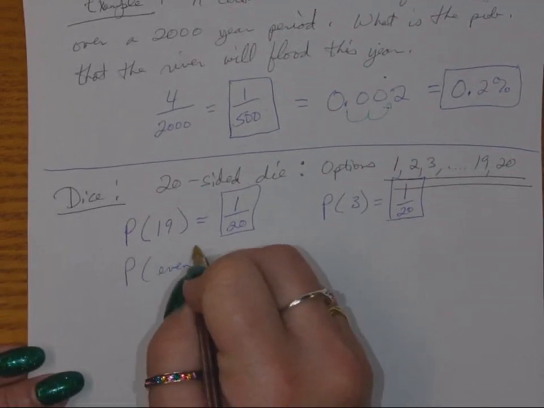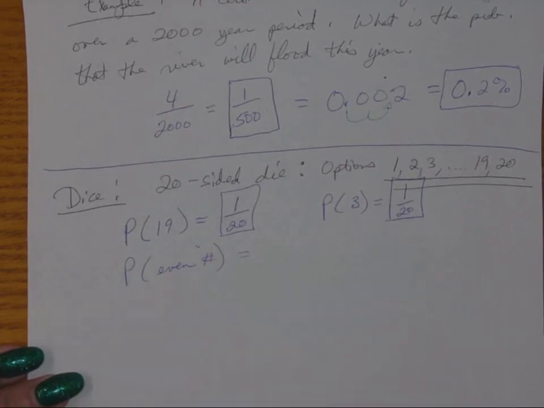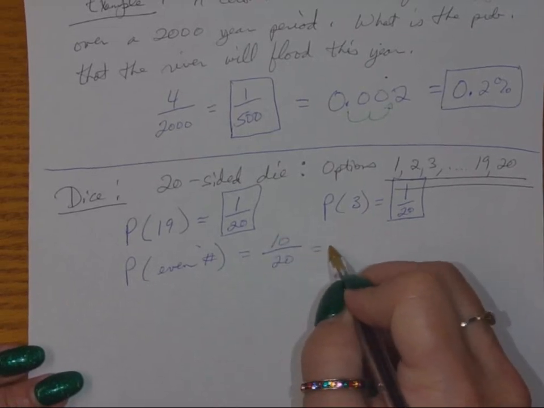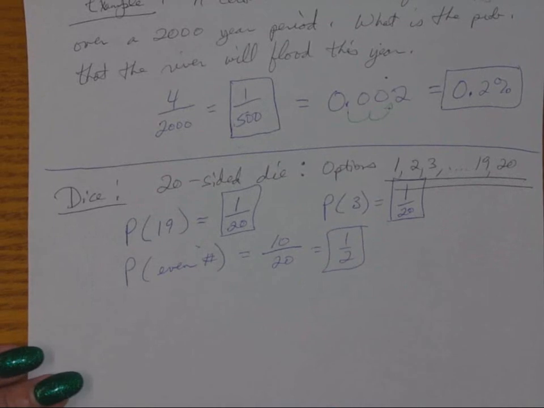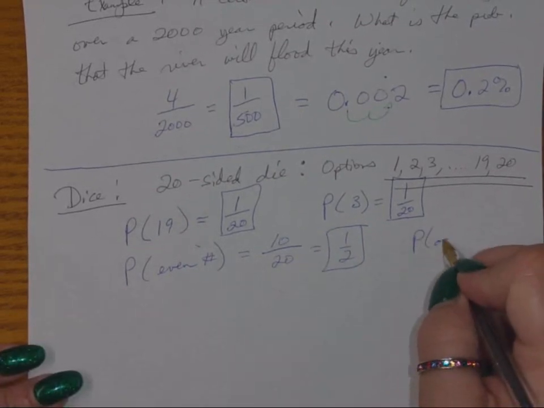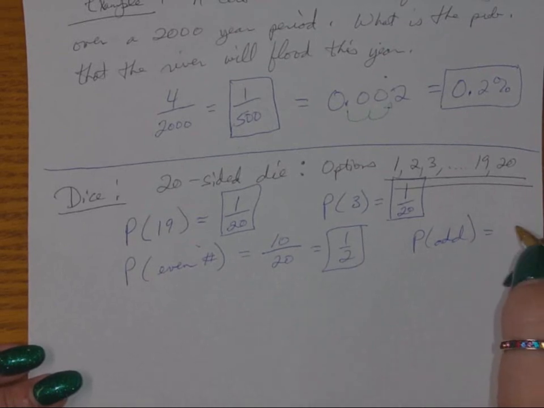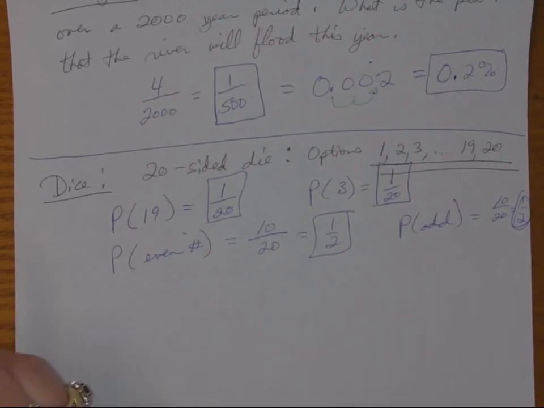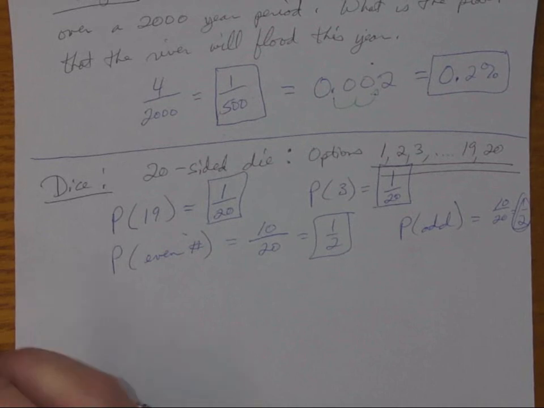What's the probability that I'll get an even number? Well, that's 2, 4, 6, 8, 10, 12, 14, 16, 18, or 20. There are 10 of those out of 20, so it's 1/2 or a 50% probability of getting an even, and that's the same as the probability of getting an odd, by the way. 1, 3, 5, 7, all the way up to 19. There are also 10 of those, or half, 10 out of 20, or 1/2.